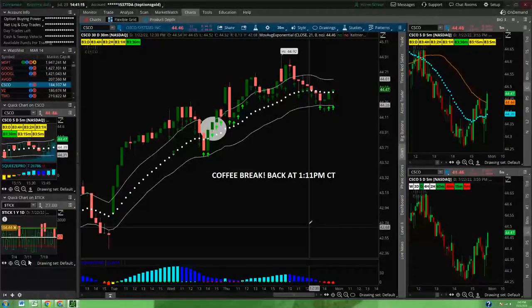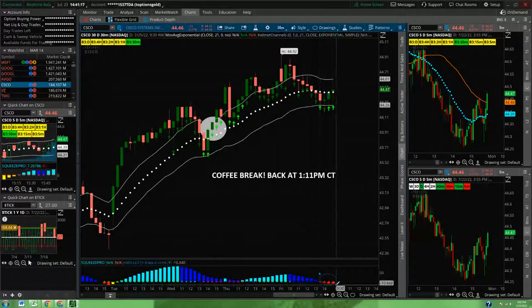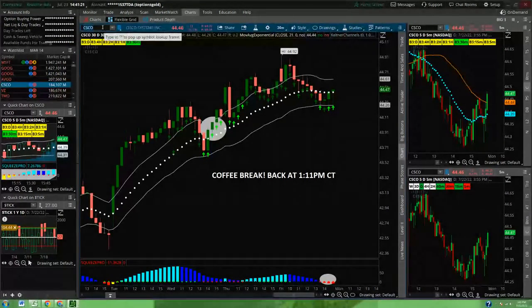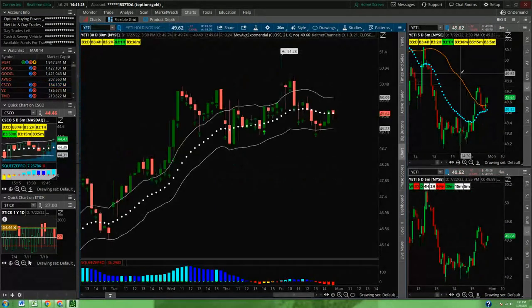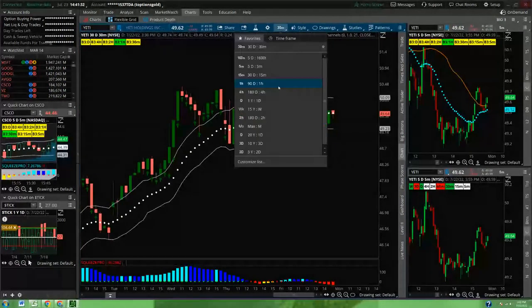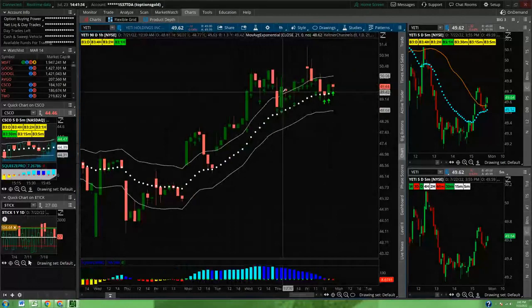Now I know we got my criteria, and we've got the red dot squeeze. We'll do one more here. How about Yeti? So I know my 1-hour chart and my 2-hour chart are good enough here for a potentially bullish trade.